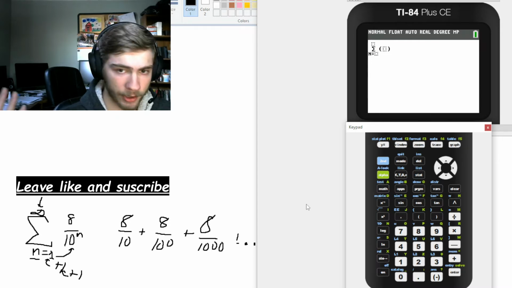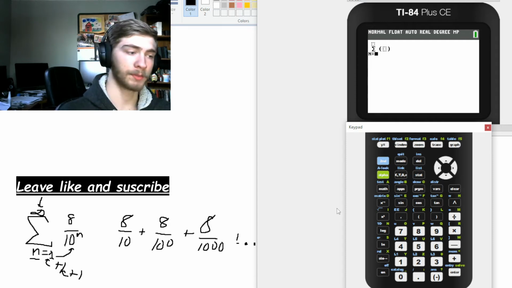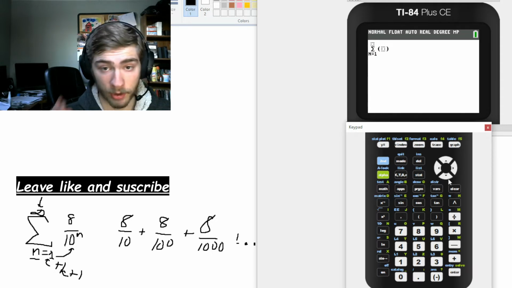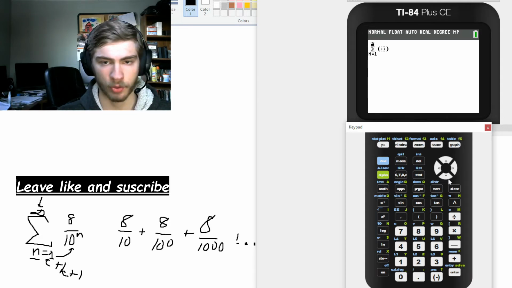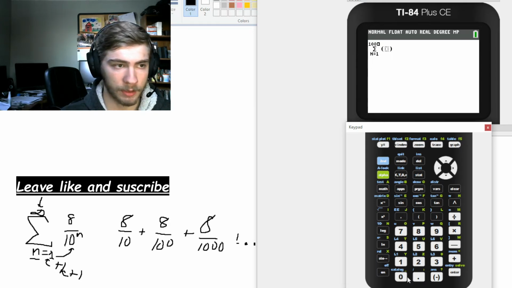You can use any letter as long as you use it later on in the problem. I recommend keeping consistent with the problem you see. We see it's n equals 1. If we hit right, it'll bring us to the top. Now here, if the summation is to infinity, put 100. If it is any other number, if it's 10, 20, whatever, put that number. Okay? So infinity equals 100.